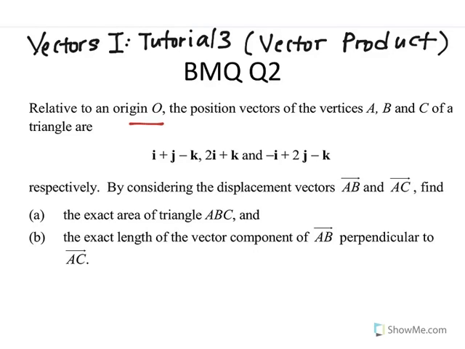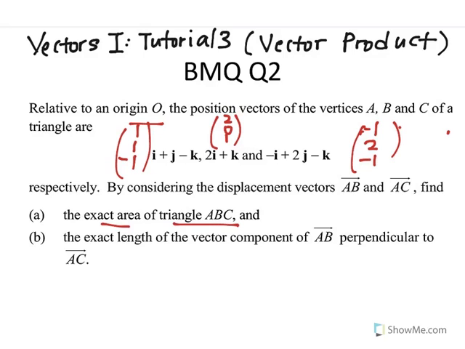Relative to an origin, the position vectors of the vertices A, B, C of a triangle are (1, 1, -1), (2, 0, 1), and (-1, 2, -1). By considering the displacement vectors AB and AC, we need to find the exact area of triangle ABC as well as the exact length of the vector component of AB perpendicular to AC.